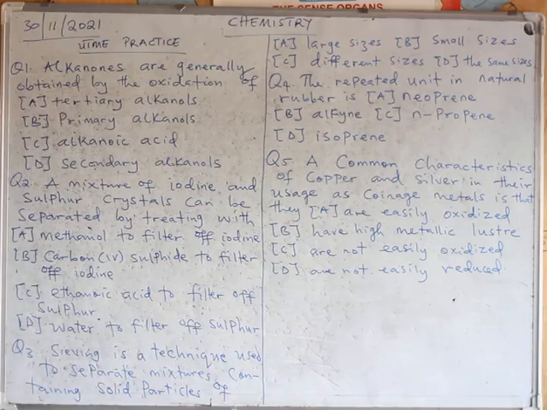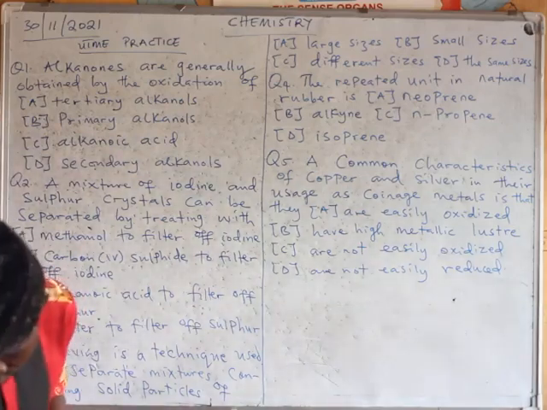So who will read the first question for us? Sanusi, read the first question for us. Alkanones are obtained by the oxidation of A, tertiary alkanols, B, primary alkanols, C, alkanoic acid, D, secondary alkanols. So, in that case, which one is the correct answer based on what you have chosen?